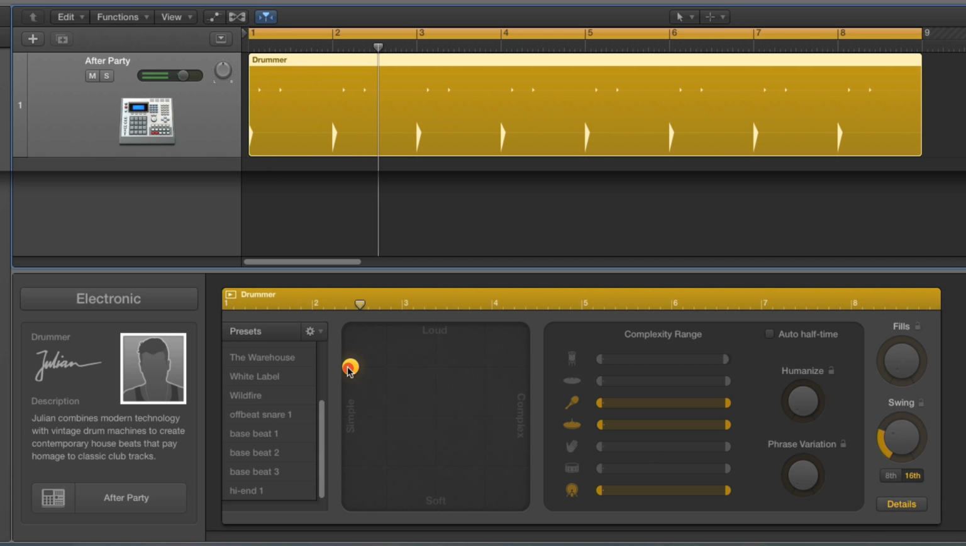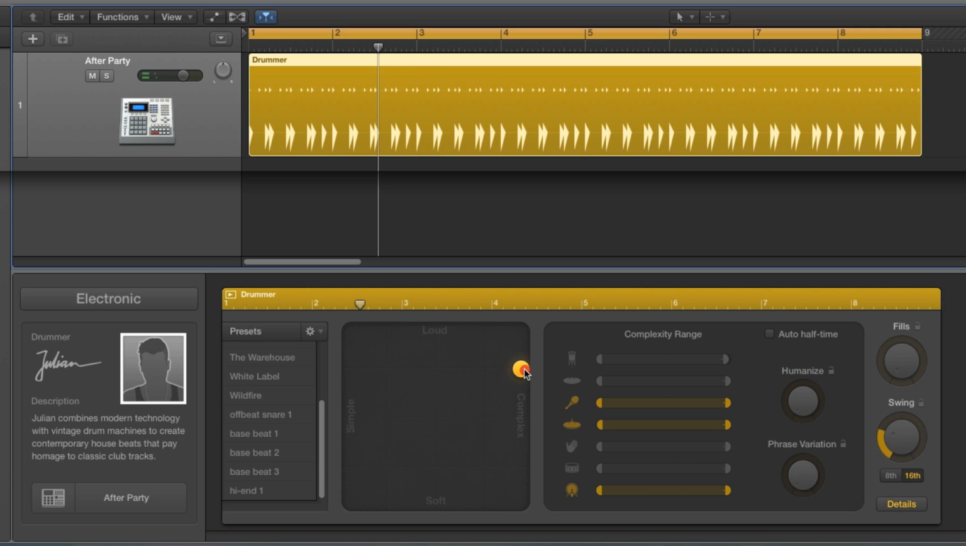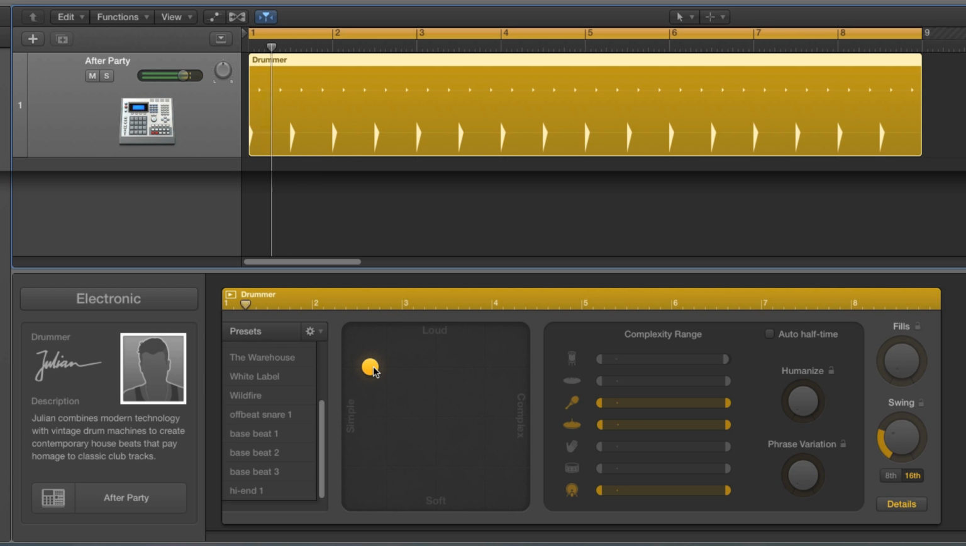Okay, and anything in between. Fully complex, about 80% complex, 75%, 50%, 25%, 20%, and fully simple.